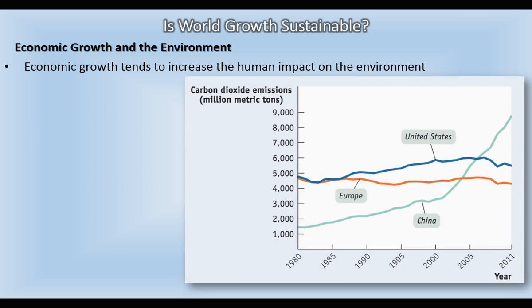Economic growth and the environment. Economic growth tends to increase the human impact on the environment. We see here carbon dioxide emissions in China post 1970. It's ridiculous. It's ballooned.